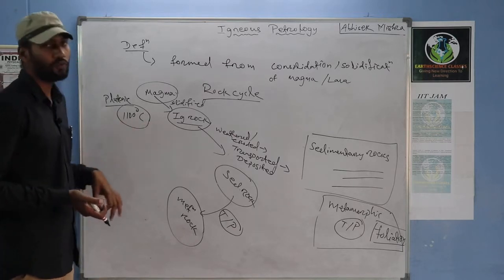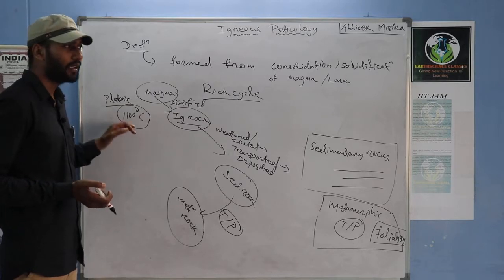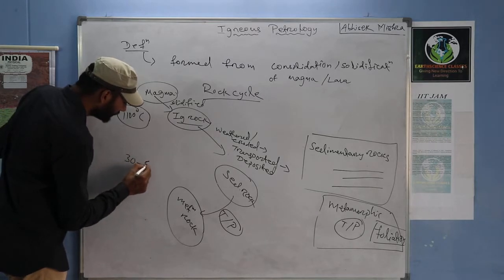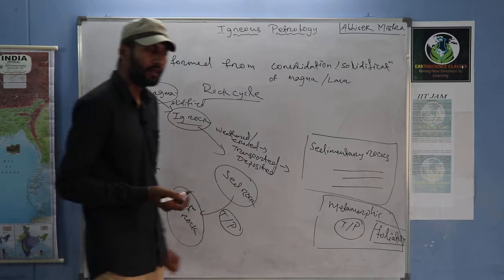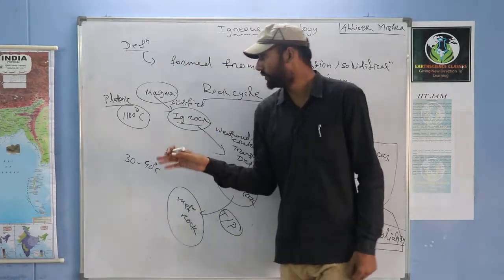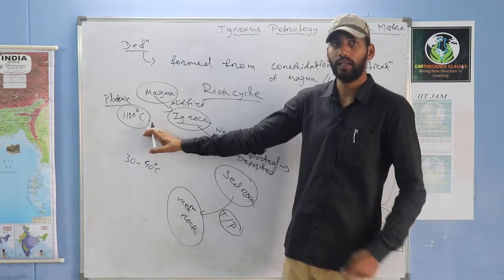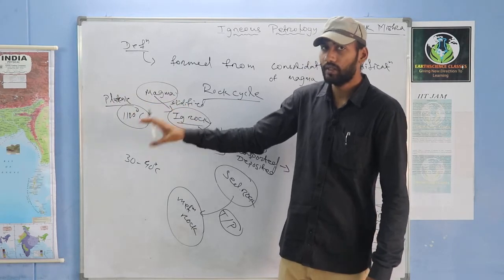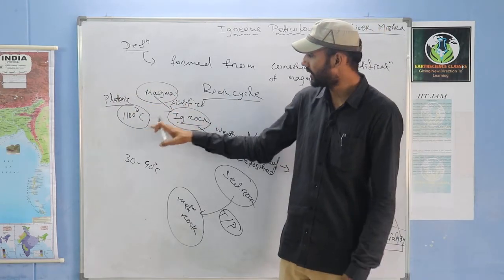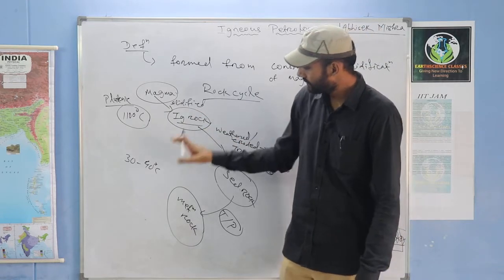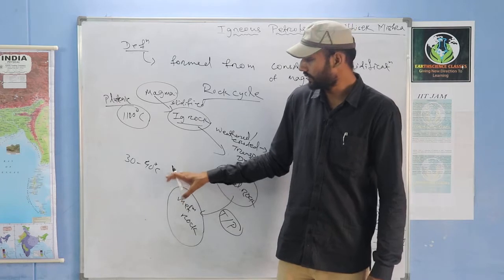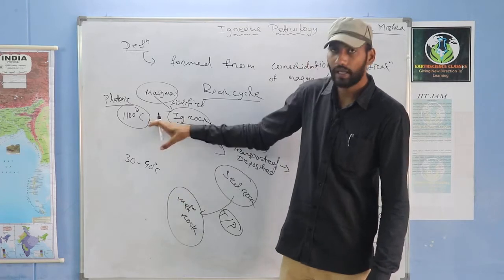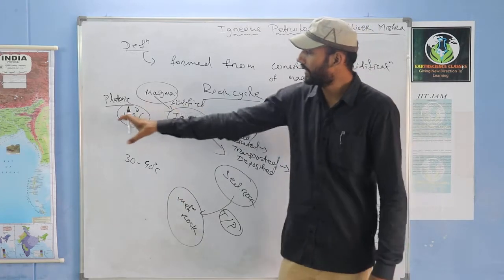What happens when it is exposed to the surface? It is subjected to a temperature of nearly 30 to 40 degrees centigrade at the surface. The mineral assemblages which are stable at the temperature and pressure condition at depth, which resulted in the formation of this rock, are not favorable under the temperature and pressure conditions at the surface.